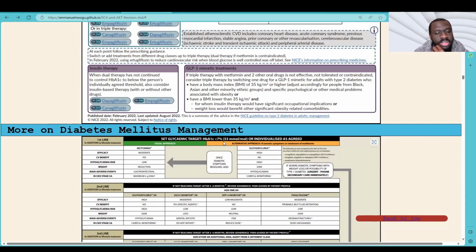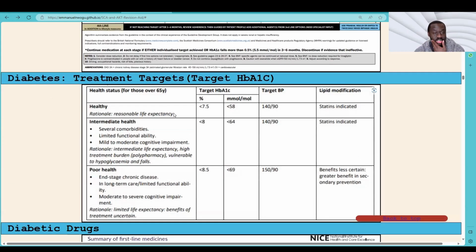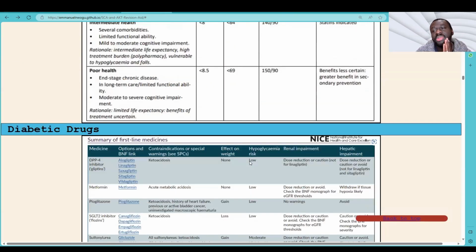It says glycemic targets less than 53, so it's worth knowing anyway. Maybe for younger people, less than 48. But here they say for those who are over 65 years, less than 58 for healthy, and intermediate less than 64. Okay, that's what we need.